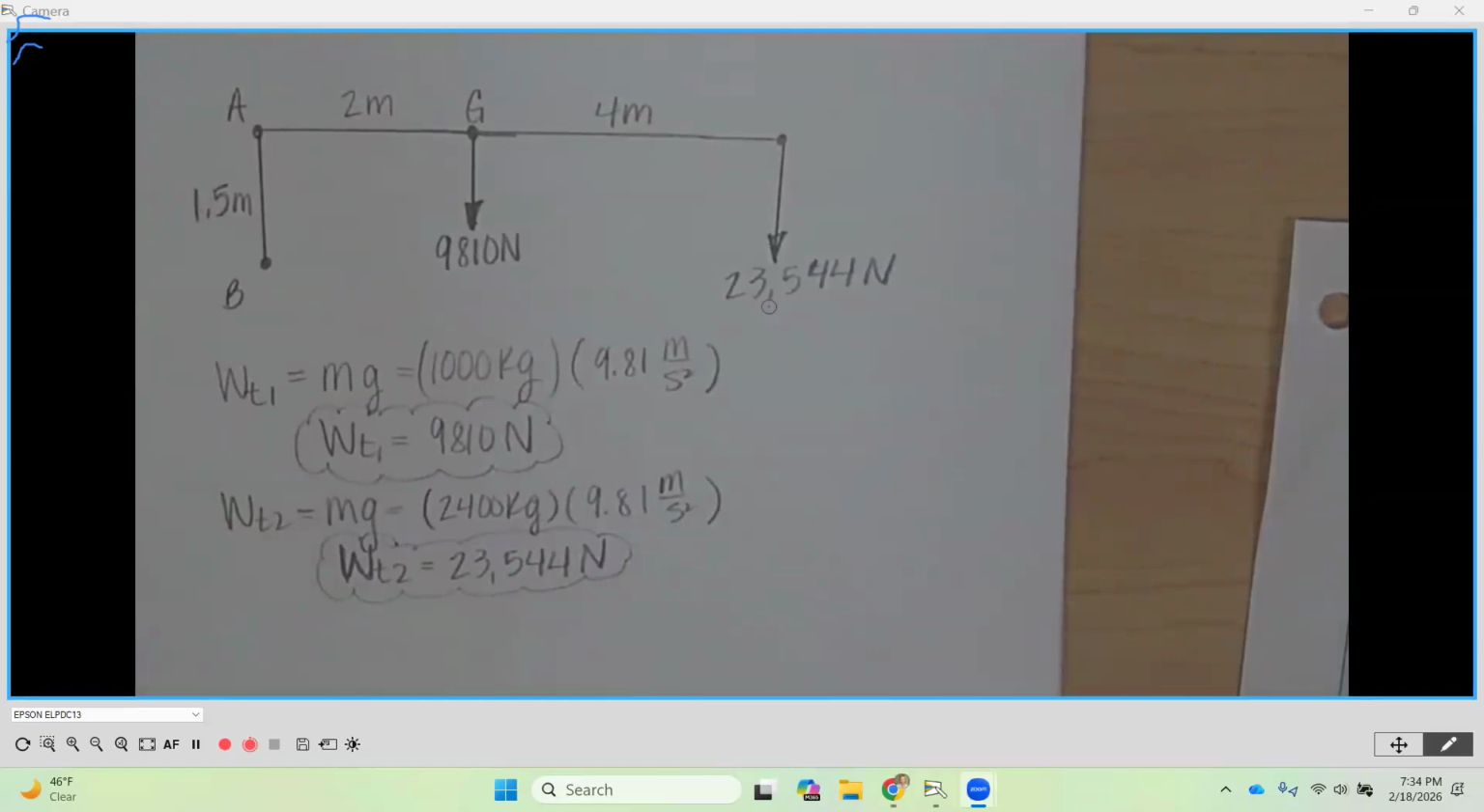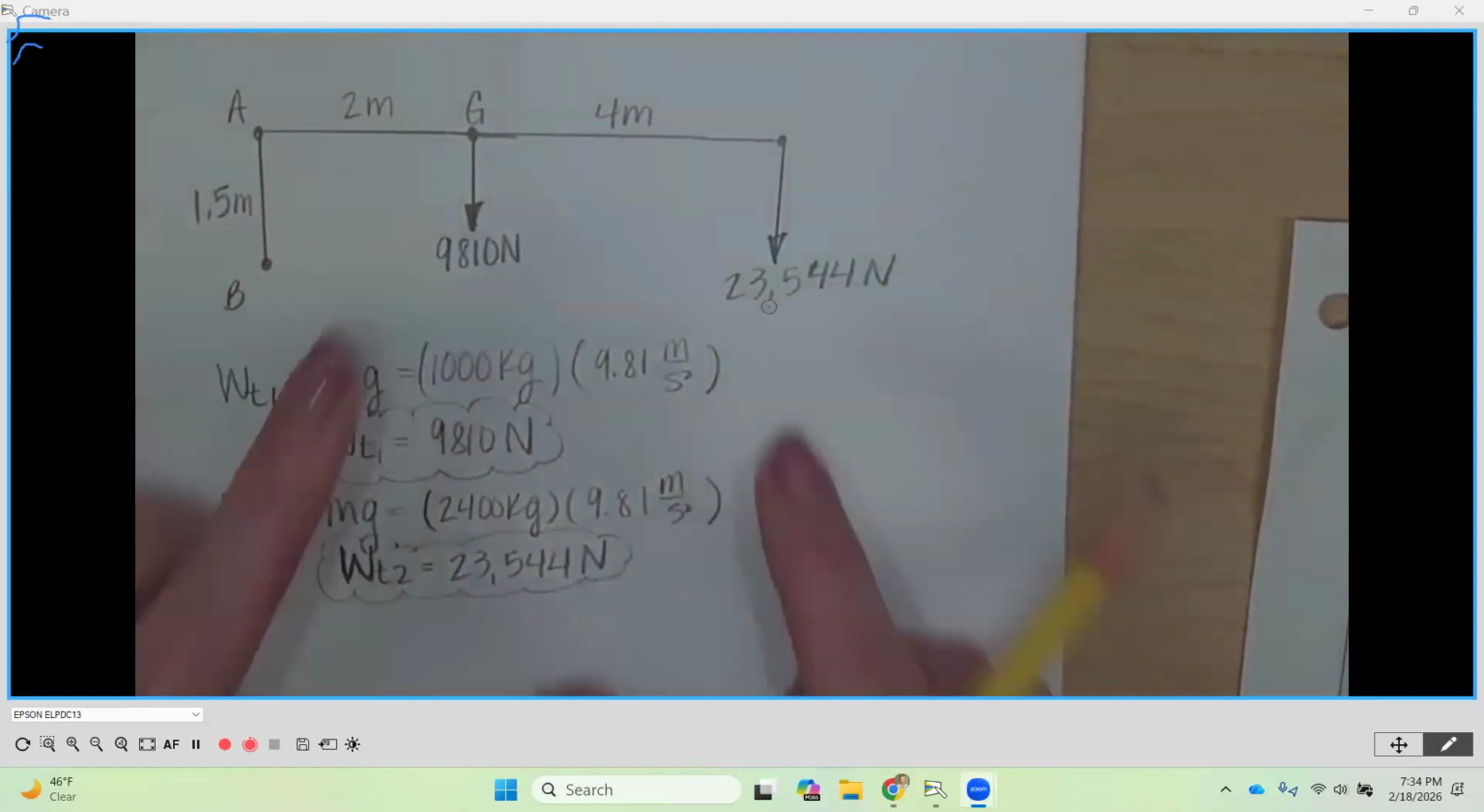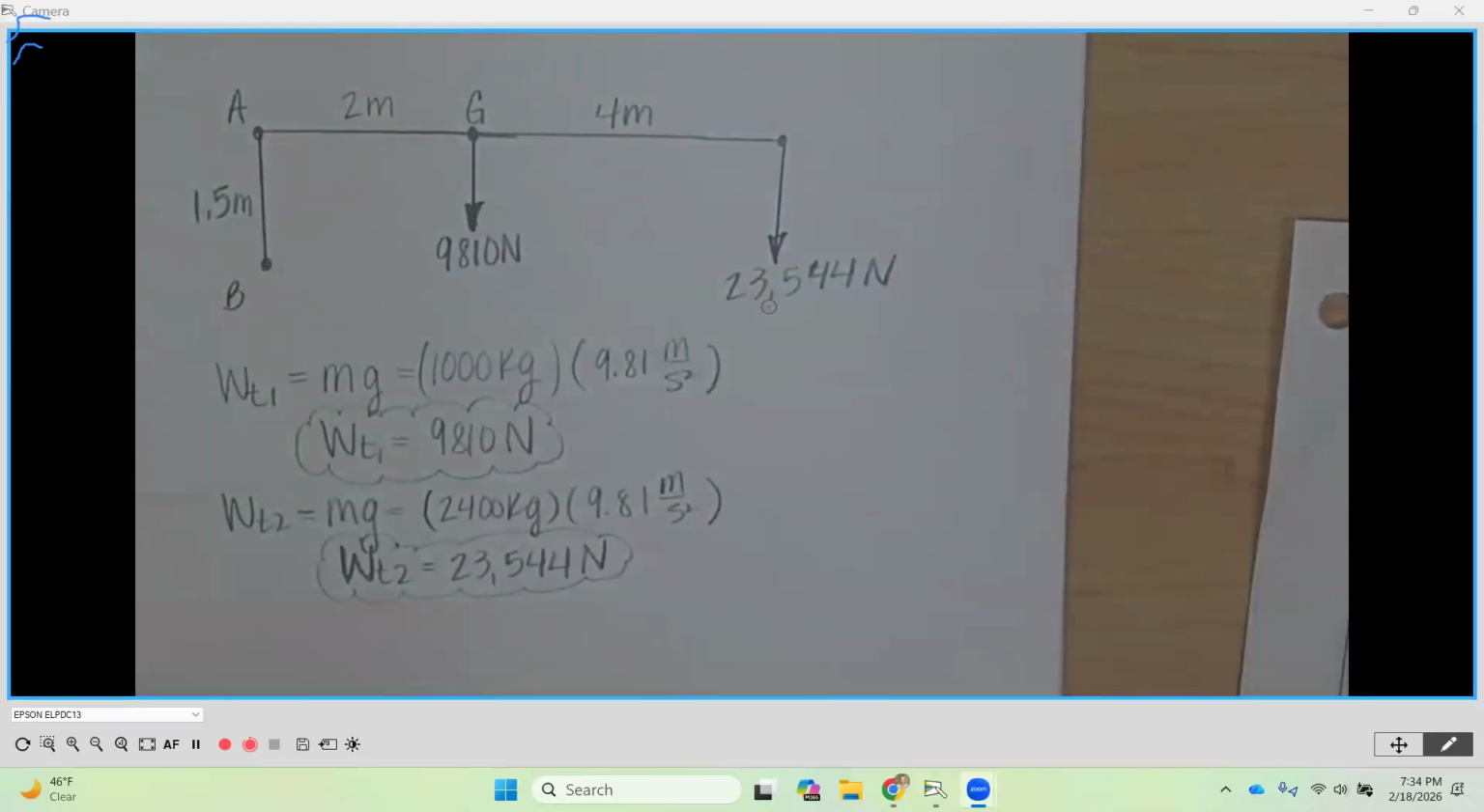Okay. Those are what we would call our applied loads, the weight and the crate out on the end. Whenever we have weights, they are always going to be forces directed down towards the center of the earth. So they're always going to be vertical, pointing down.